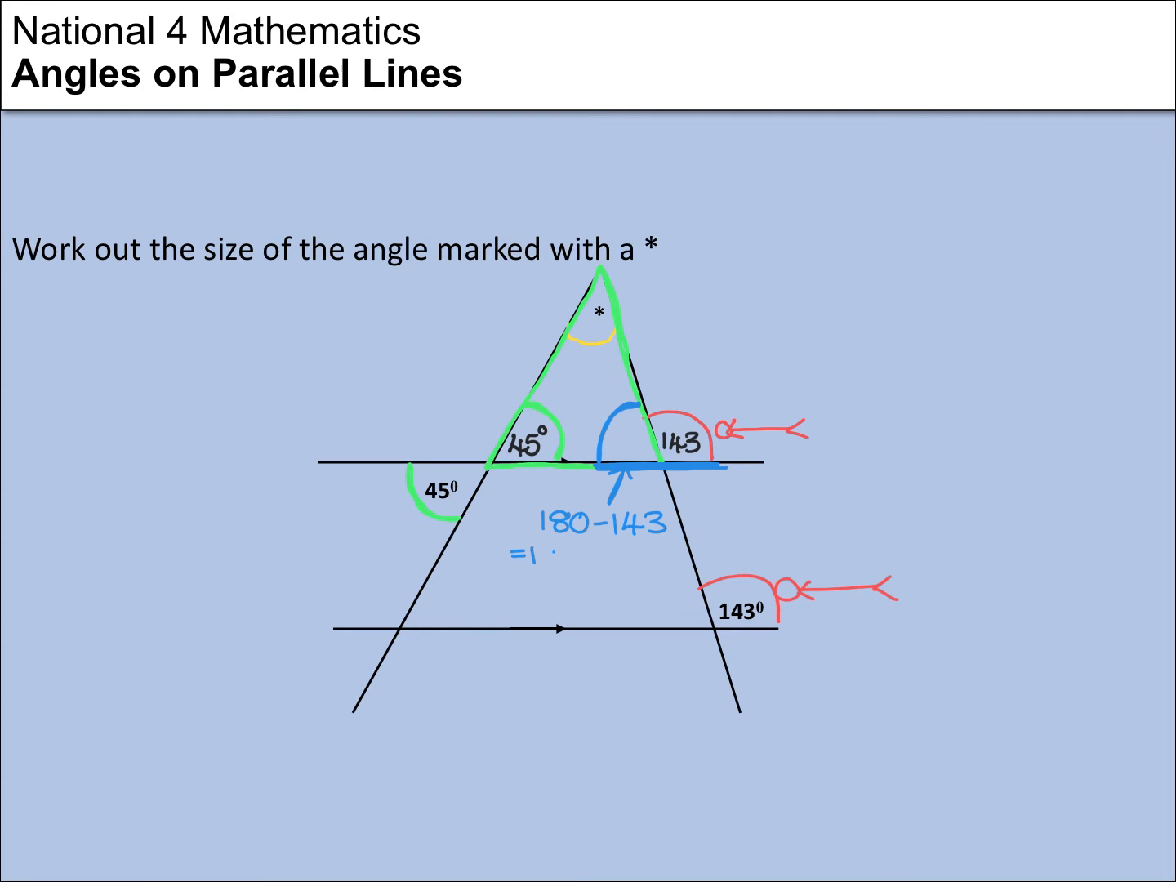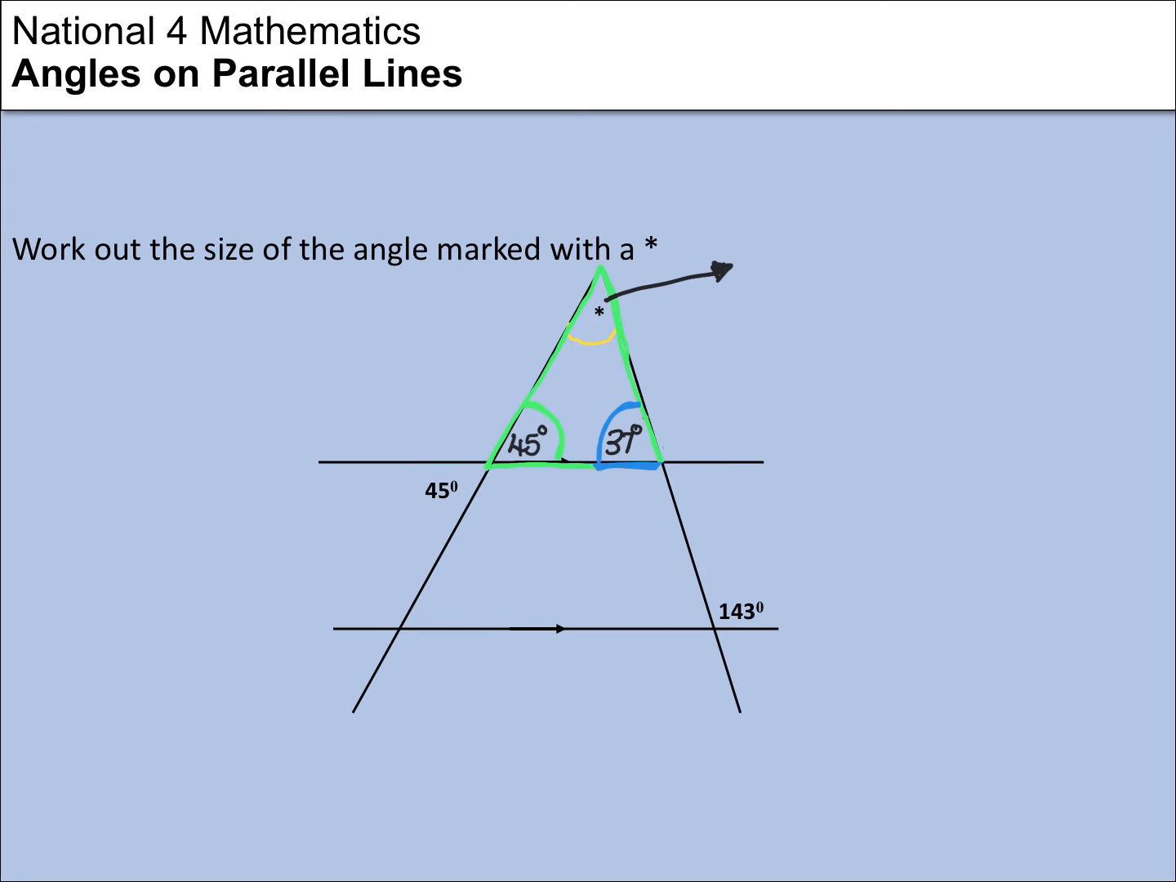If you're trying to do this in your head, take away the 100, take away the 40, and then take away the 3. 80, 40, 37. So I now have two of the angles that are inside my triangle. I can now work out the angle that I want. Again, I'm just going to tidy up, give me a second.